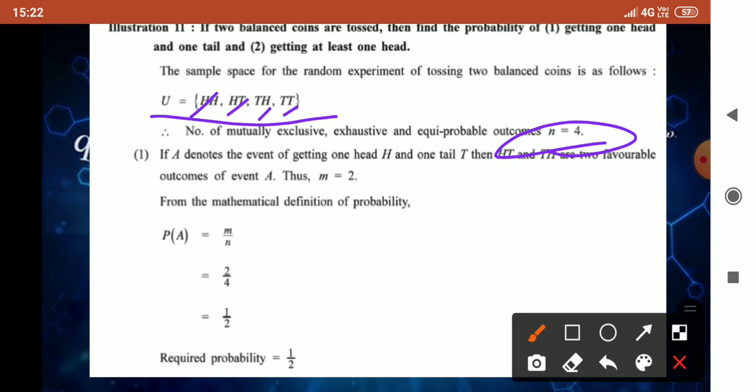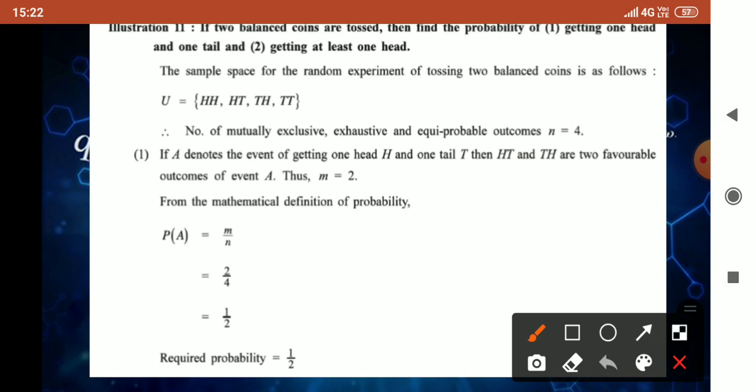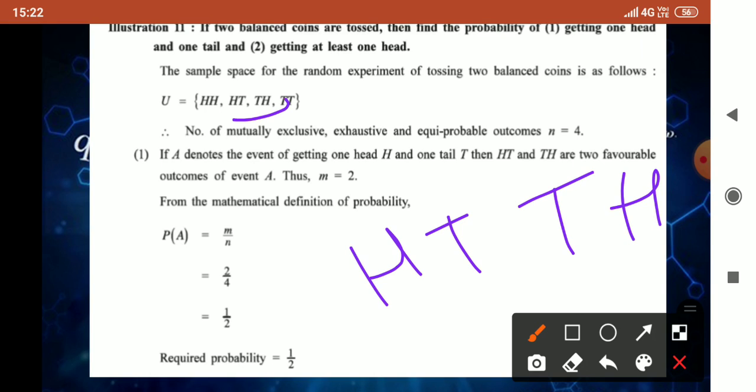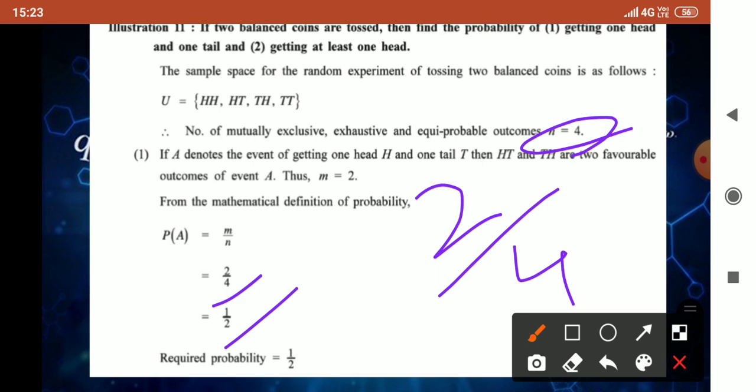My n is 4. Now what I have to find is, number 1, getting 1 head and 1 tail. So how many outcomes are there in which we have 1 head and 1 tail? So we have 2 outcomes. See, tail head, head tail. So there are two outcomes out of total 4. So we will get the probability 2 by 4, which is equal to 1 by 2.